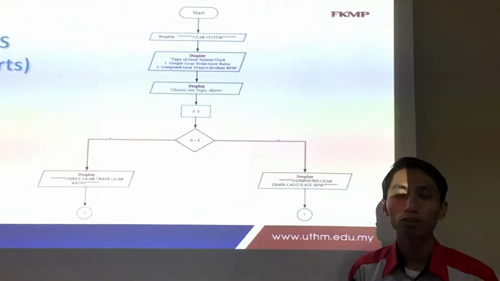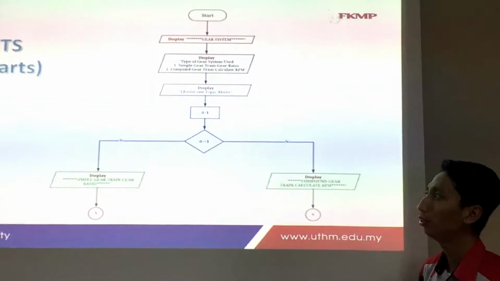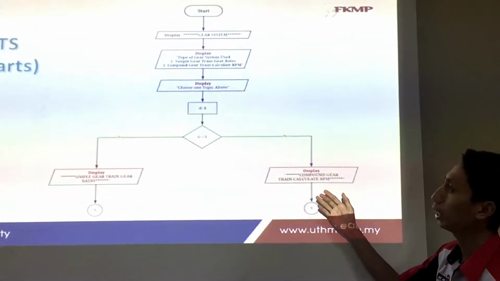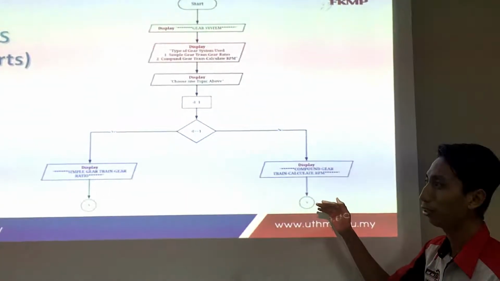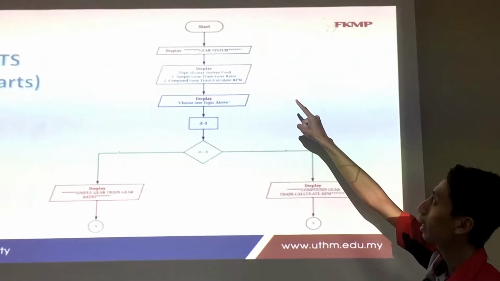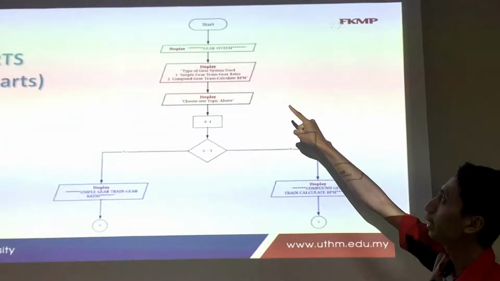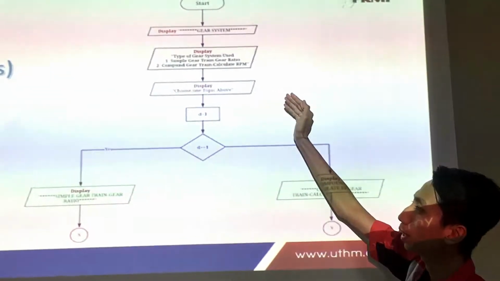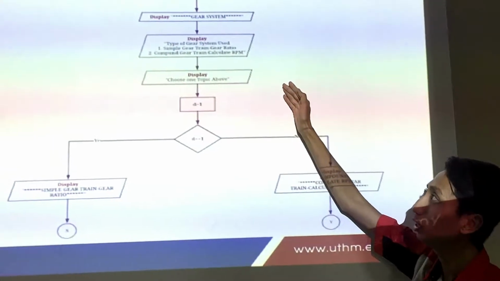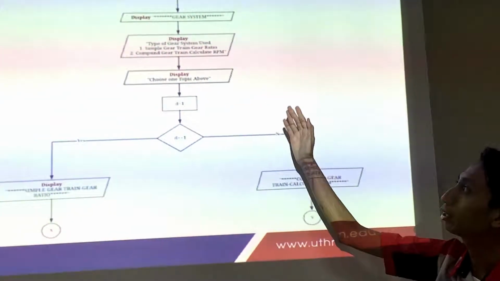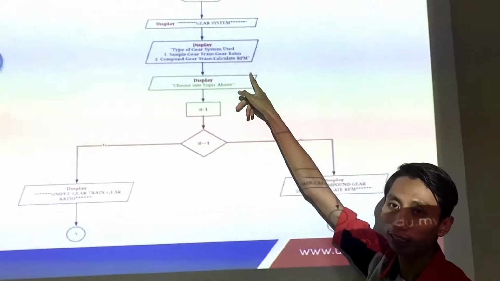Now we will go on to the flow chart. Here I show you the main flow chart. Because I have two topics, I have two options in the flow chart. First we start, and second I display the gear system. Next I display the type of question. The first one is the simple gear train, that is the gear ratio, and the second one is the compound gear train, that is calculating RPM.